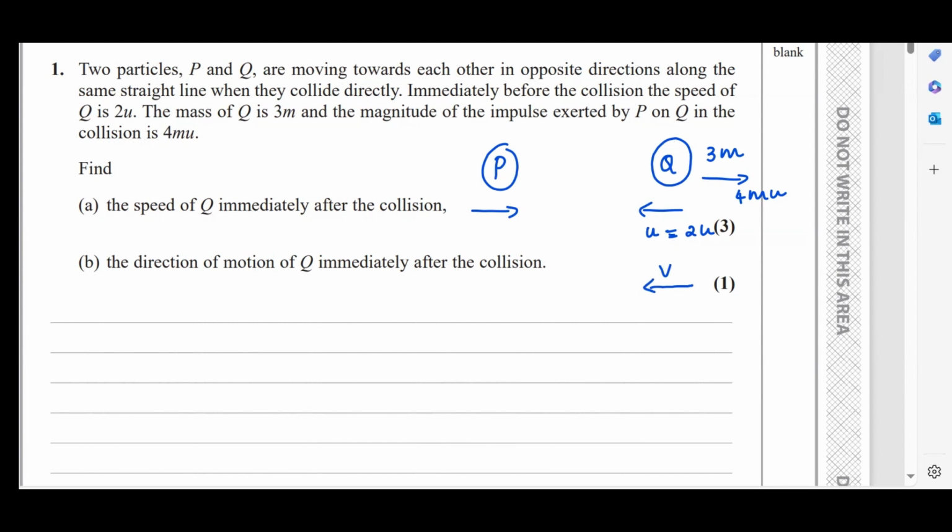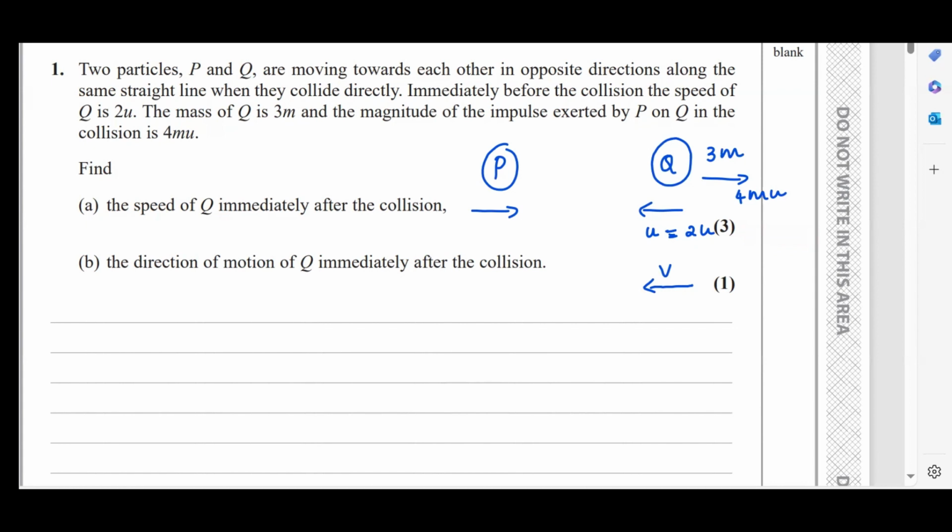So let's solve this. We have particles P and Q, both moving in opposite directions. Nothing is given about P, only particle Q, whose mass is 3m. The impulse exerted by P on Q, which means the direction of impulse is towards the right, is given as 4mu. The initial velocity is given as 2u. We need to find the final velocity. I'm assuming it moves in the same direction after collision. If I get a negative answer, the direction I have assumed is wrong.